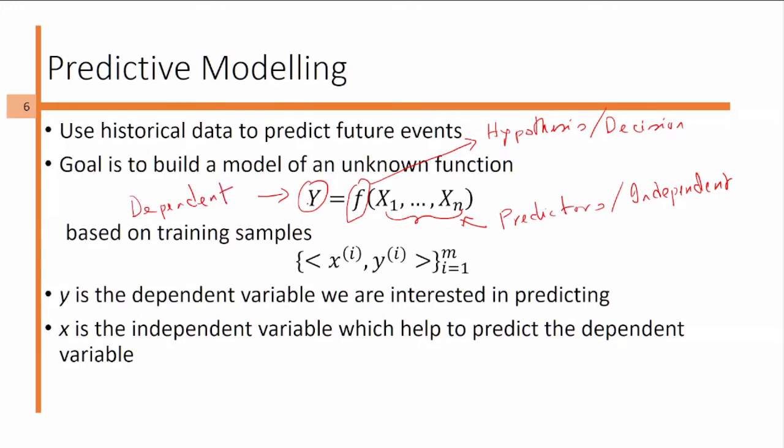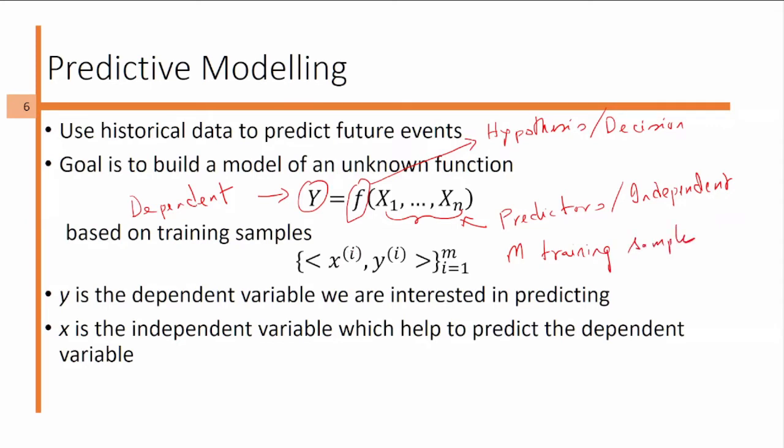And how do I build this model? I build this model using my past data, historical data. So these are my training samples. I've indexed them with i. So here it means that there are m training samples. That i equal to 1 to m means there are m training samples.